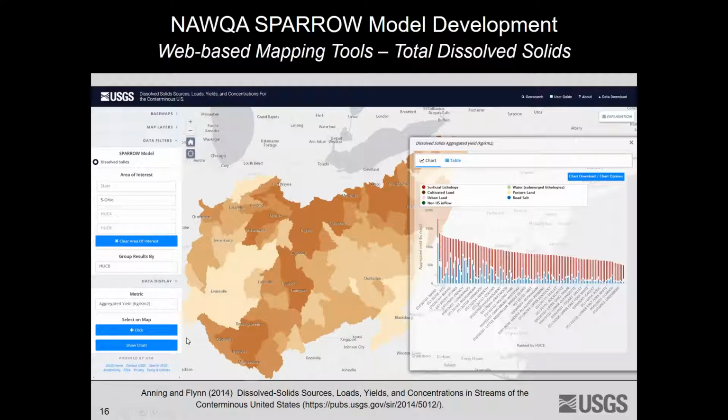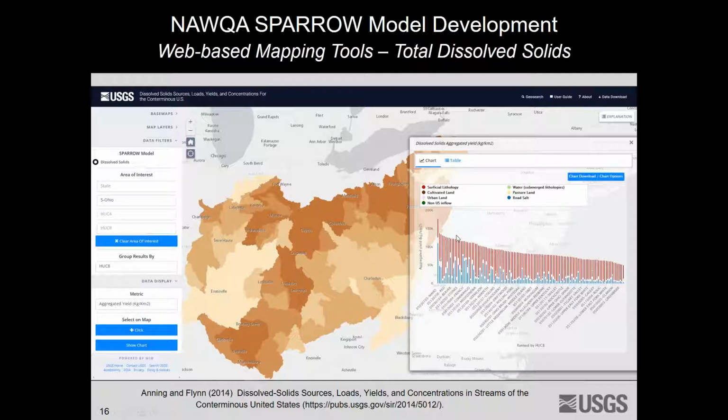Once you do aggregate, you have the option to generate some charts and tables to summarize the results. This is one bar chart showing, it's a stacked bar chart. So it shows the yield from each of these watersheds, broken down by the source contribution for each of those.